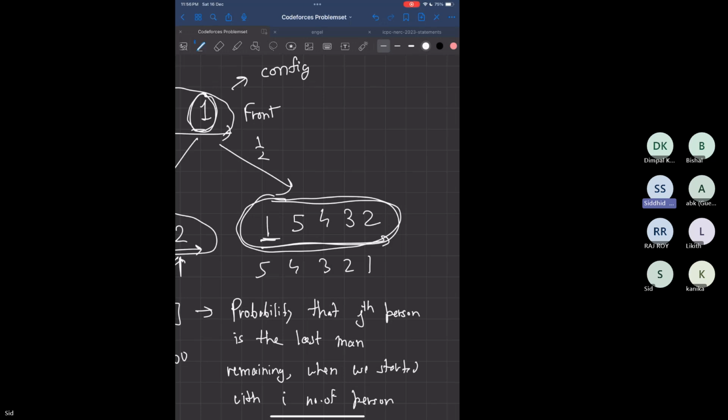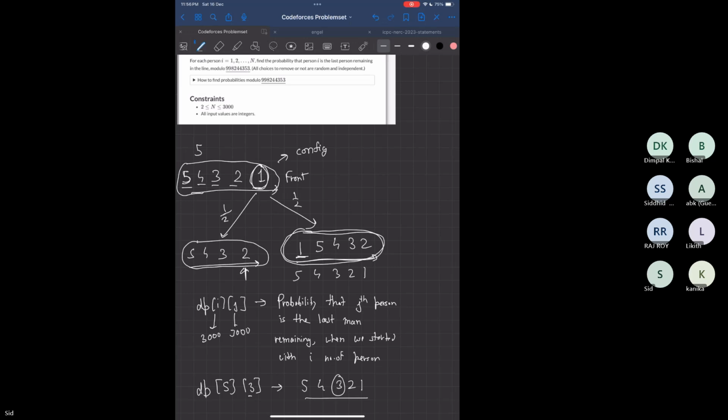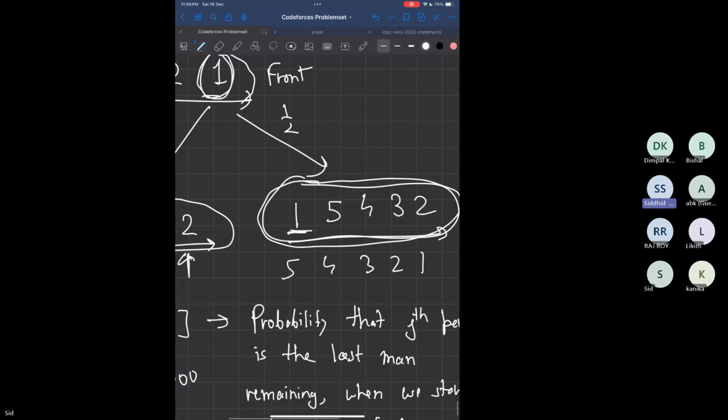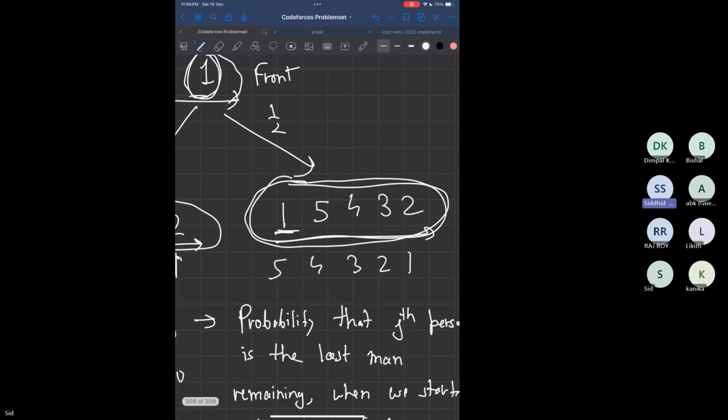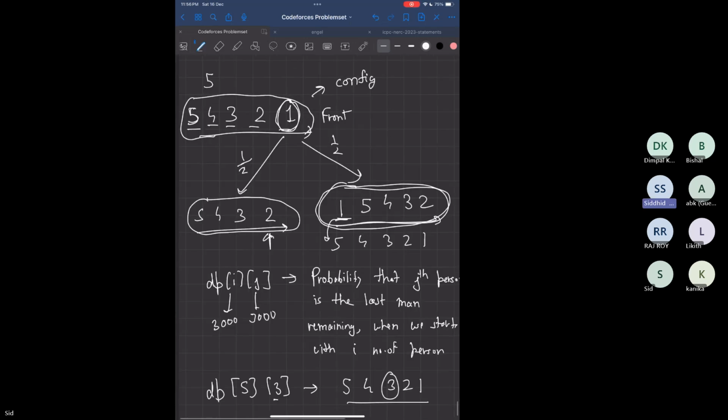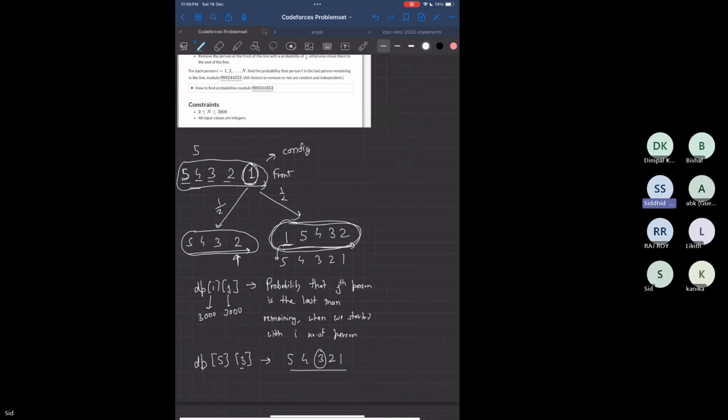Something to know is that the probability of a person staying at last depends upon which position you are in from the start. That is my main parameter. Since one moved to the back, the probability of him staying at last is the same as the probability of 5 staying at last. This is the main idea of the question. Okay, now I guess for 1 it is understood.